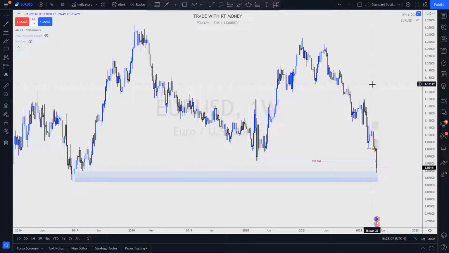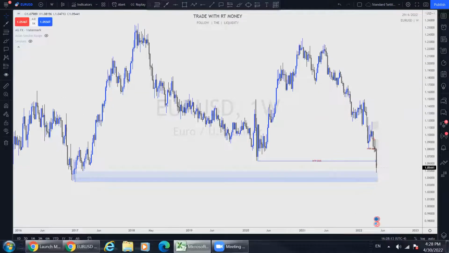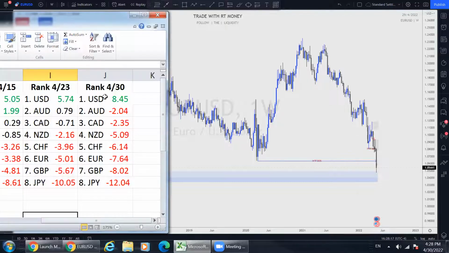We're going to take a look at Euro USD and see what the situation is here. First thing I want to do, bring over the old RT money currency meter. The RT money meter tracks the rate of change over a period of 15 weeks, and I update it every week.